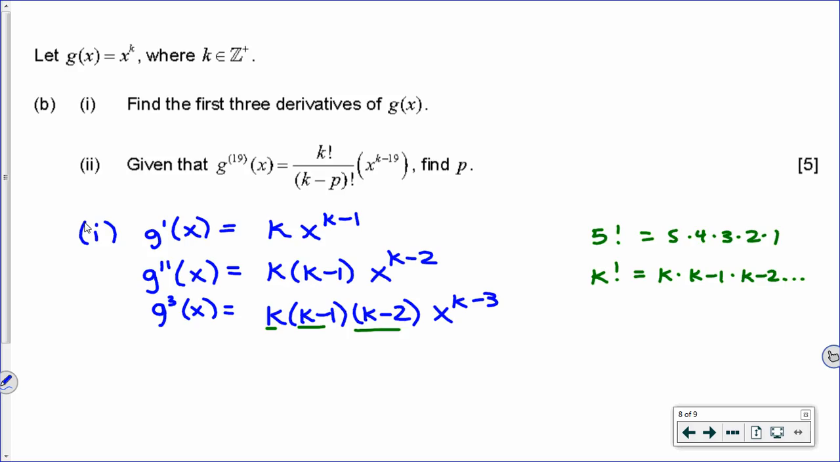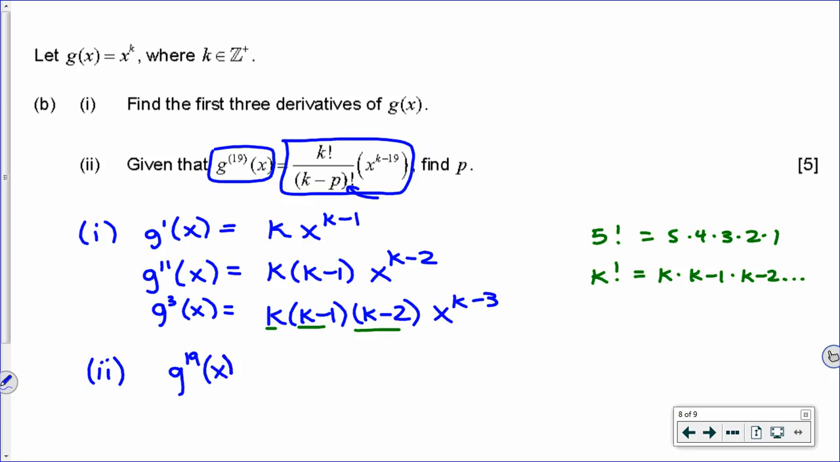All right, next, 2. Given that the 19th derivative of g, this function g, is equal to this expression, let's see if we can find what this p-value has to be. So here's how I thought about this question. If I know I'm looking at the 19th derivative, all right, and there's this coefficient in front, and then there's an x to the k minus 19th power.